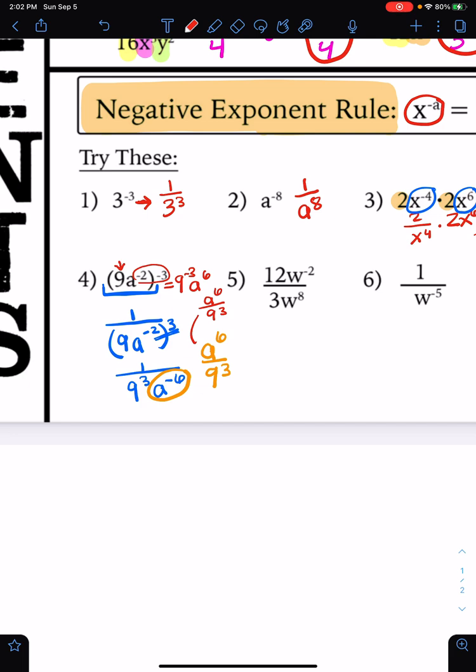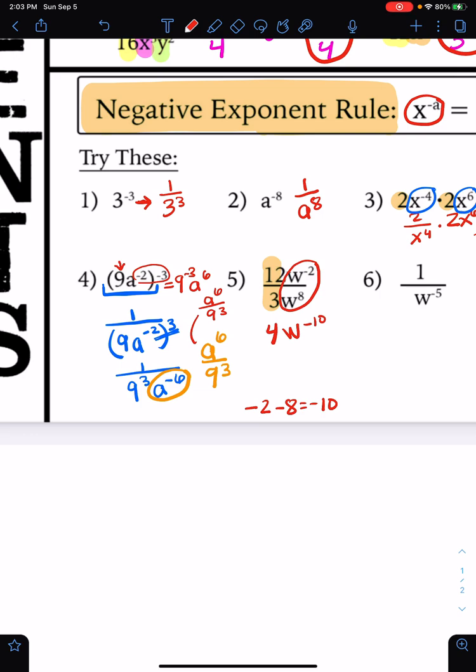Alrighty, moving right along here, I have 12 divided by 3, which I know is 4. And then I have w to the negative 2 power and w to the 8th power. And I know the shortcut when I divide is I can subtract the exponents. So I can do negative 2 minus 8 to get negative 10 as my new exponent.